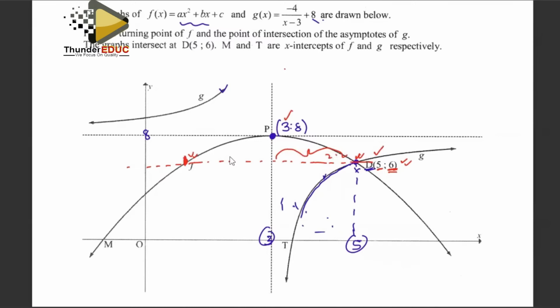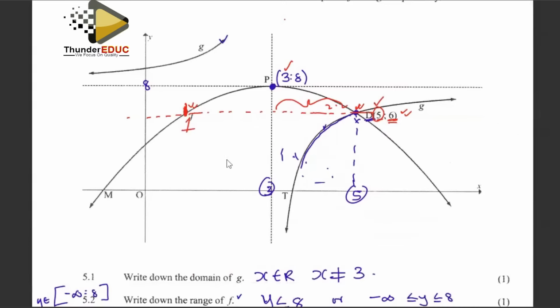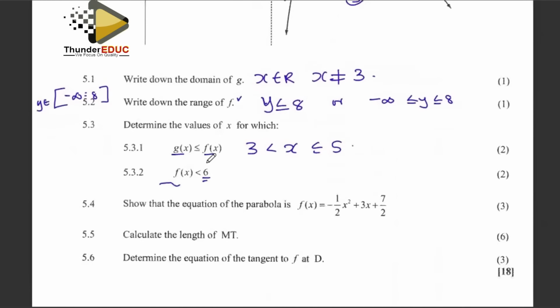So what is 3 when we move 2 units backwards? It's just a 1. So 1 plus 2 is 3, 3 plus 2 gives us a 5. So how do we answer this? Below 1, the graph is less than 6, and above 5, the graph is also below that. So we say that x needs to be greater than 5, or x needs to be less than 1. Okay, so that is how 5.3 would have been answered.